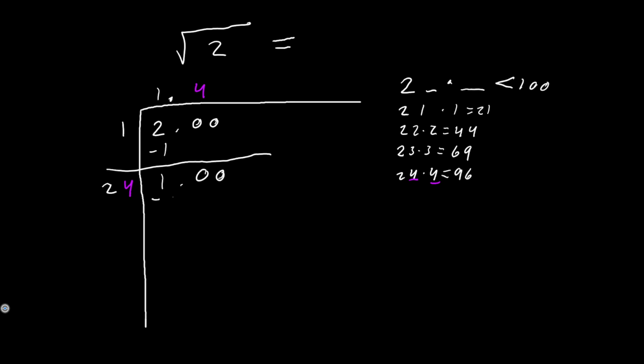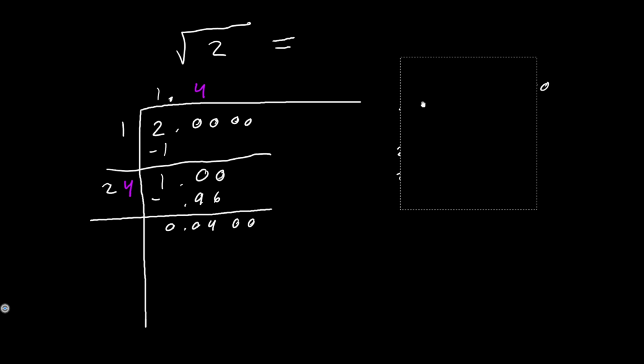And we subtract 0.96, which is going to give us 0.04. And we have to add another pair of zeros.